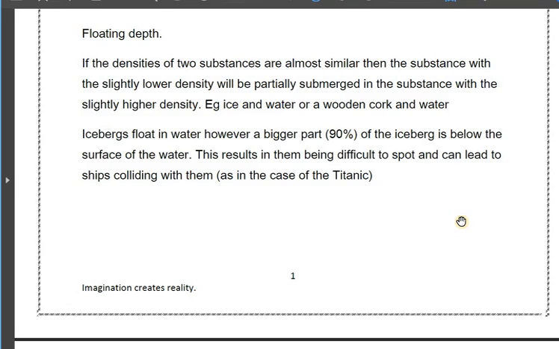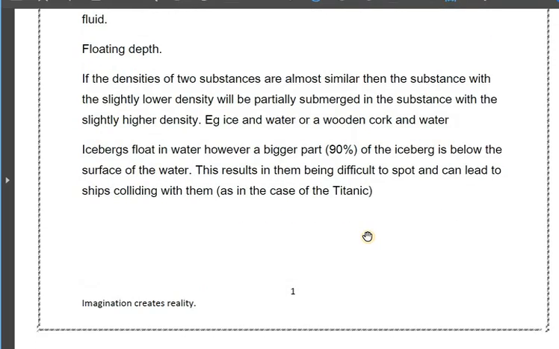But under the water, there would actually be a very, very big block of ice down there. So if the captain of the ship isn't able to pick it up on the radar that there is a massive iceberg coming up, then it can even lead to the ship sinking, which is what happened with the Titanic. They didn't see the iceberg soon enough.